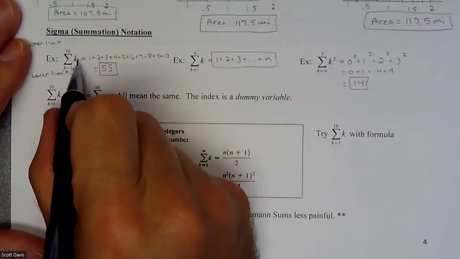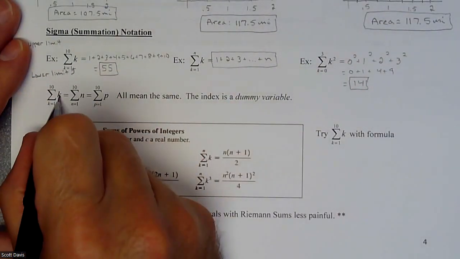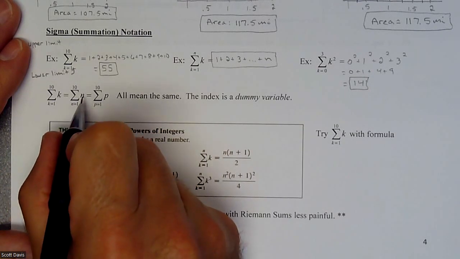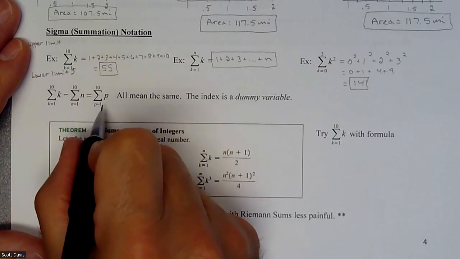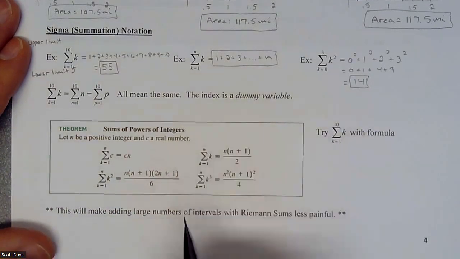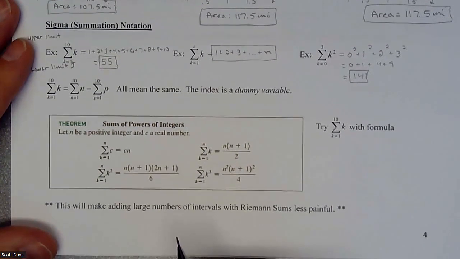And this variable is a k on every one of these, but really it doesn't matter. You can have an n, and then you'd see an n equals 1. You're starting at 1. If it's p, then you're going to see p equals 1. It's really just called the index. It's just a dummy variable. It can be really anything.